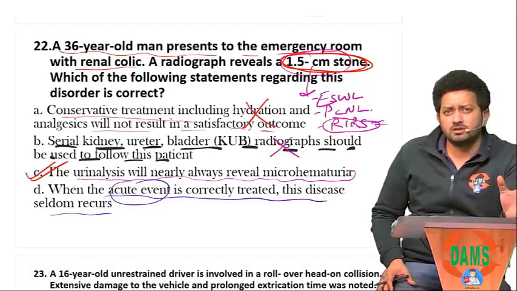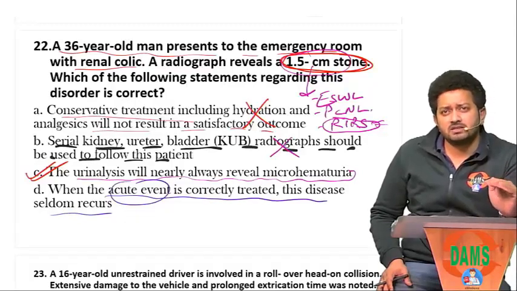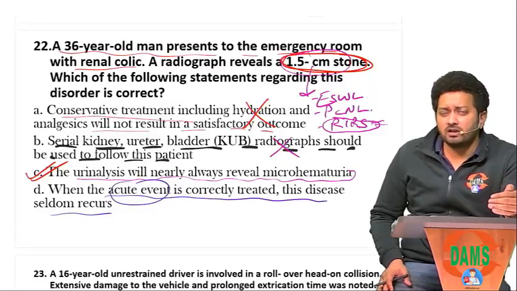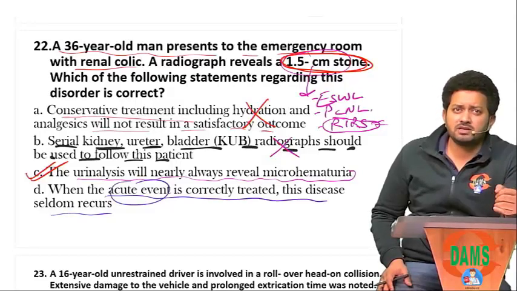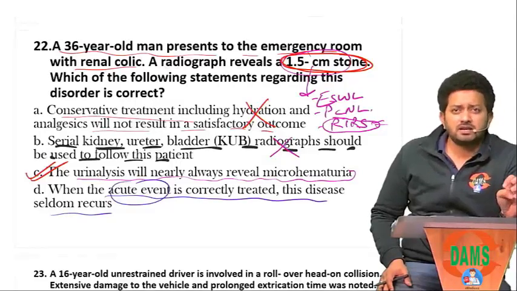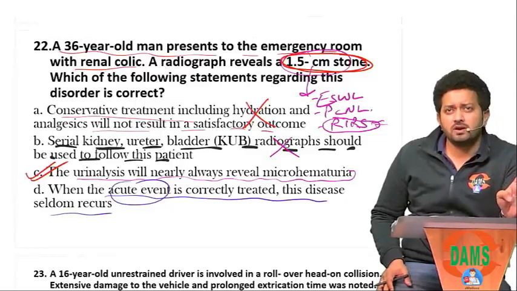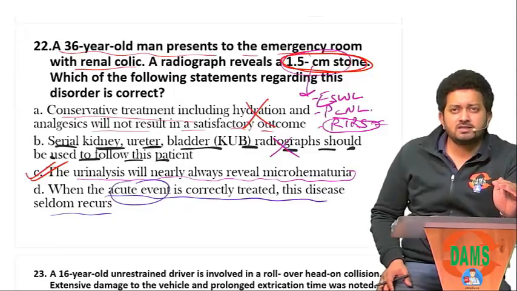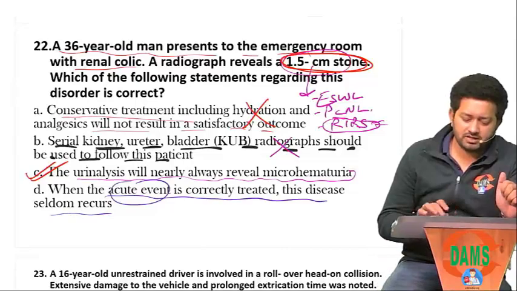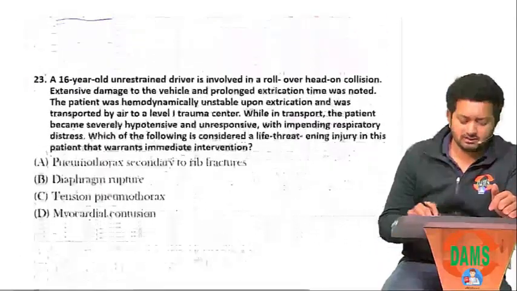Diclofenac is the drug of choice, and NSAIDs, but that is just for pain relief. Again, it can cause problems. So the statement that the disease seldom recurs is absolutely wrong. After the acute event, you manage it with analgesics, and later on you do some kind of definitive treatment to get rid of the stone. So C is the only correct answer.